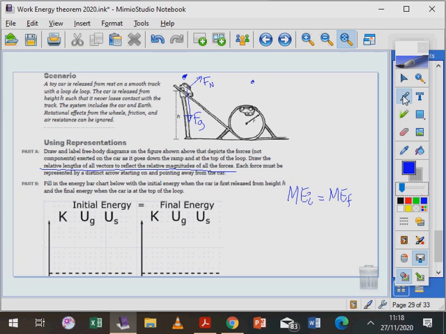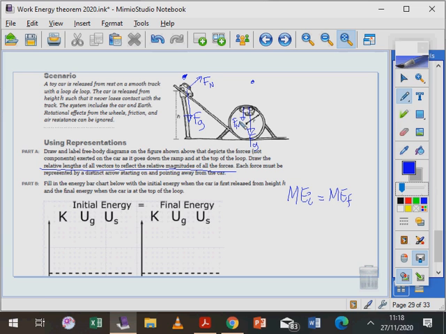The other idea is when you're going around a loop, are you more likely to stick to the track or more likely to fall off the track? Fall off the track. So intuitively that will give you less of a normal force. So you'll have a small arrow for normal force pointing downwards and another big arrow for gravity. If the normal force is bigger, you'd be more likely to stick.